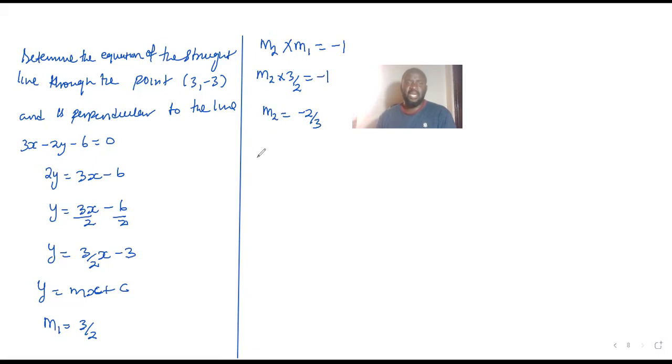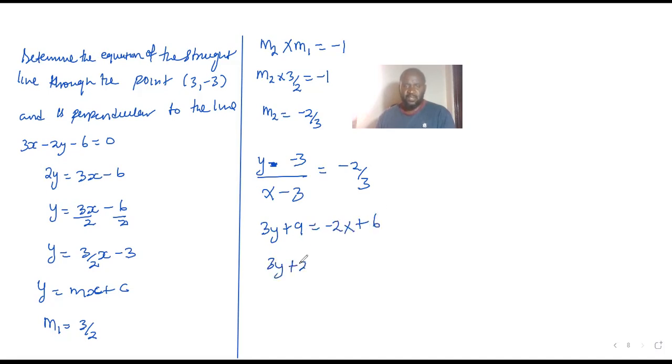With that, I can now use any of my other techniques: y minus -3 divided by x minus 3 is giving us the gradient m2. When you cross multiply, you get 3y plus 9 is equal to -2x plus 6. So 3y plus 2x plus 3 is equal to 0 is the equation of the line.